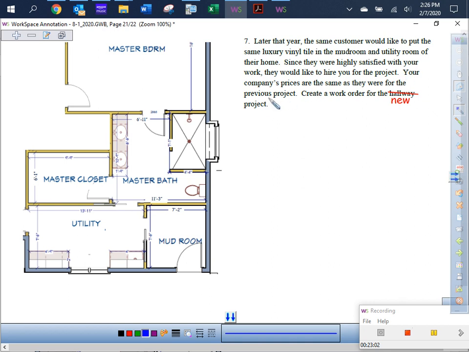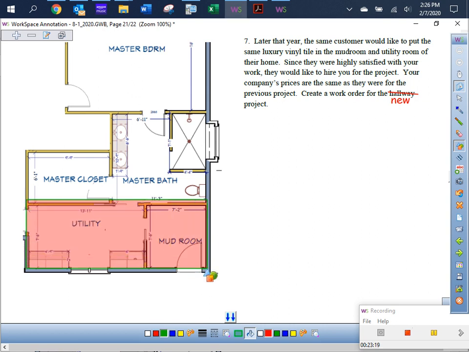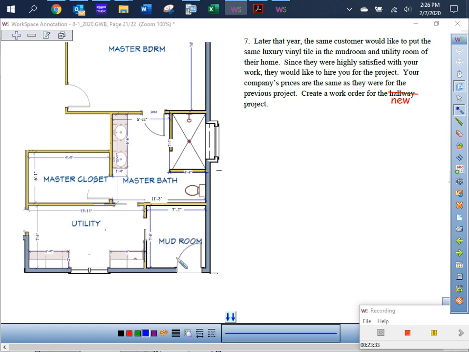The prices for everything were the same, so we can flip back and forth, but here's what they want. The utility room and the mudroom right here, they want all of this to be LVT again. So check it out. You notice when I highlighted it right here, that's basically one giant rectangle. You could find the area of the mudroom and the area of the utility room separately, but to me, I think it's just as easy to think of it as one giant room.